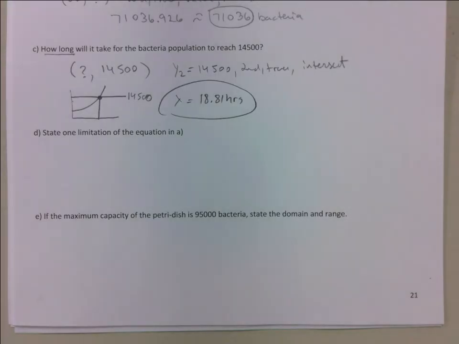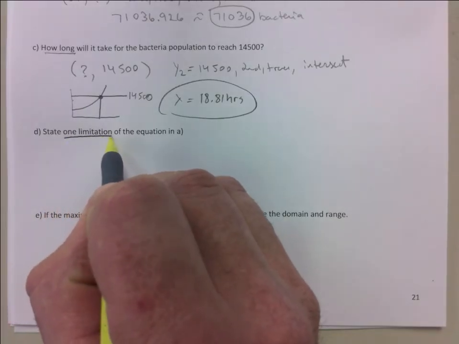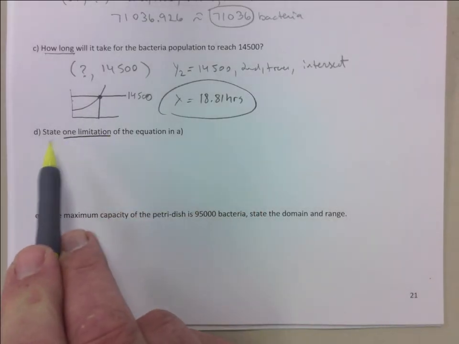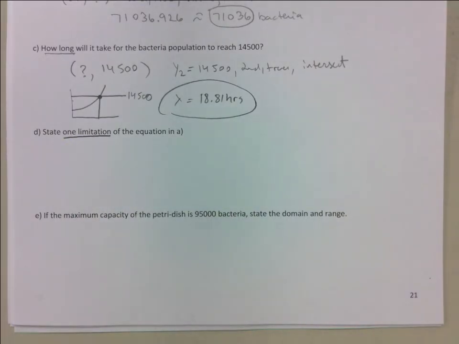State one limitation of the equation in A. Let me translate this for you. When you have a question like this, they're asking you to think long term, and they want you to say why it's important to state a domain and range. Because it's not realistic in the long run. There's a problem, right? In real life, there's a problem.